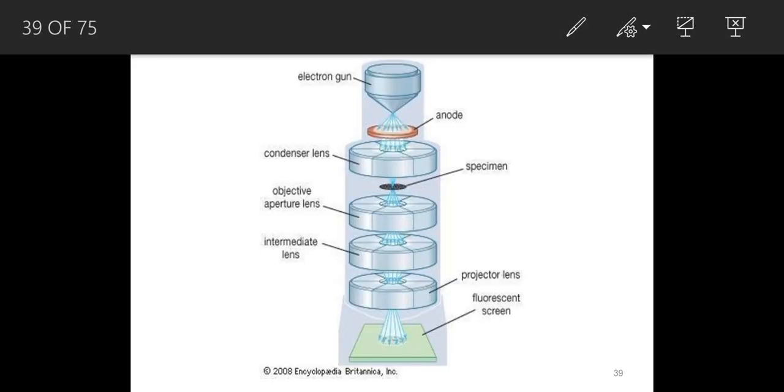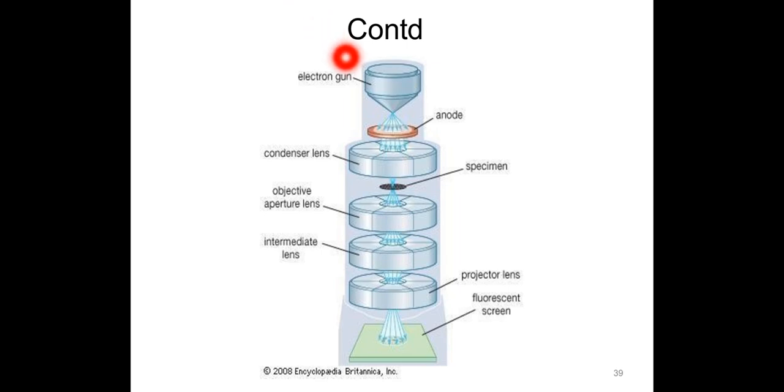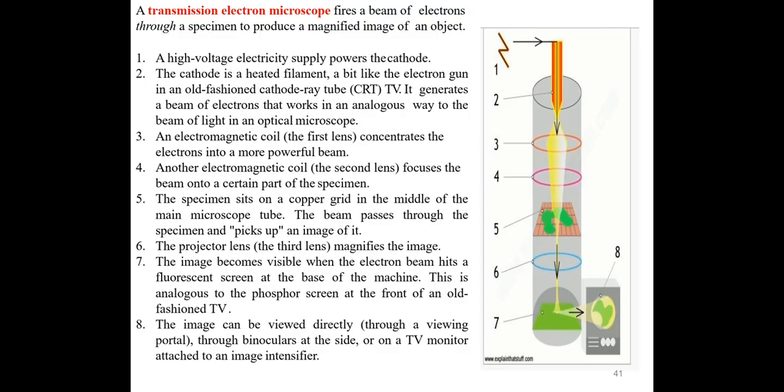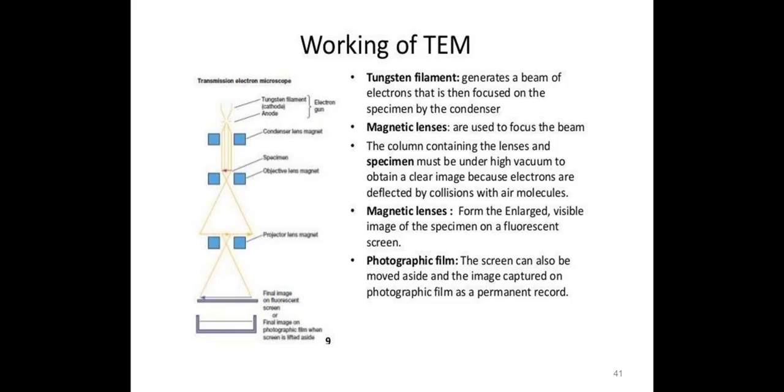See, this is the image. So in the examination you have to draw this simple image. This is the electron gun. This is the anode. These are the condenser lenses. This is the specimen. This is the objective aperture lens. This is the intermediate lens. This is the projector lens. And this is the fluorescent screen you see here. Already I explained the working.